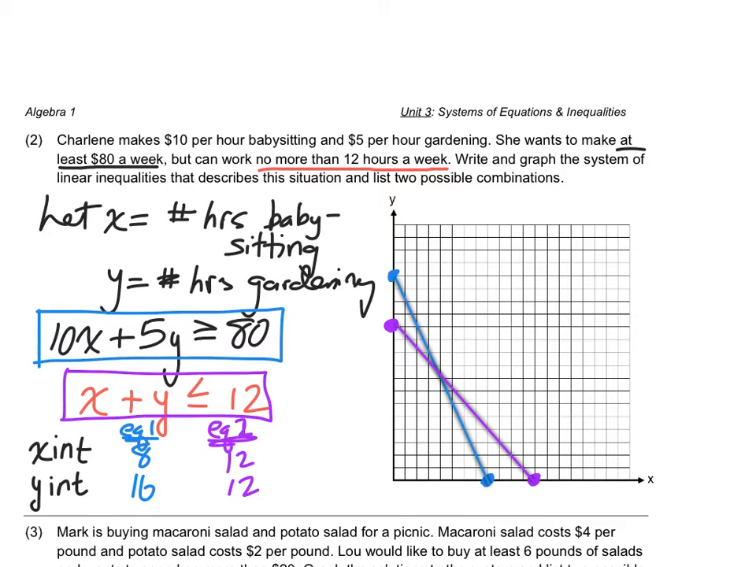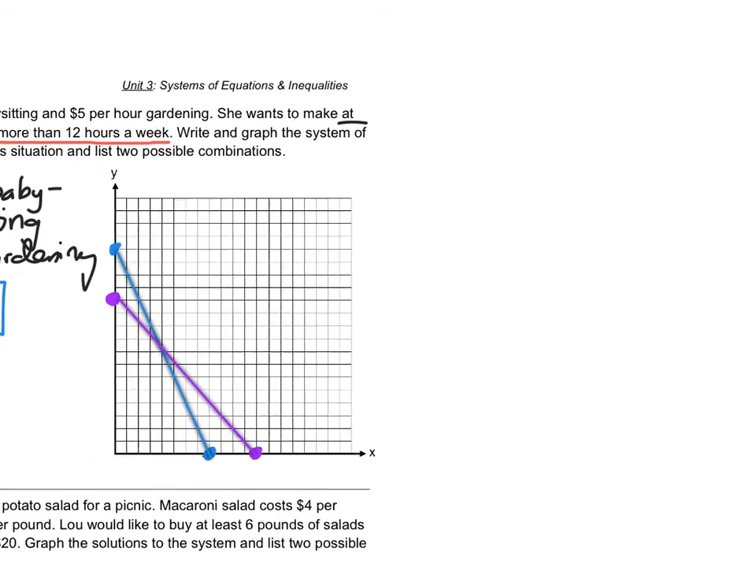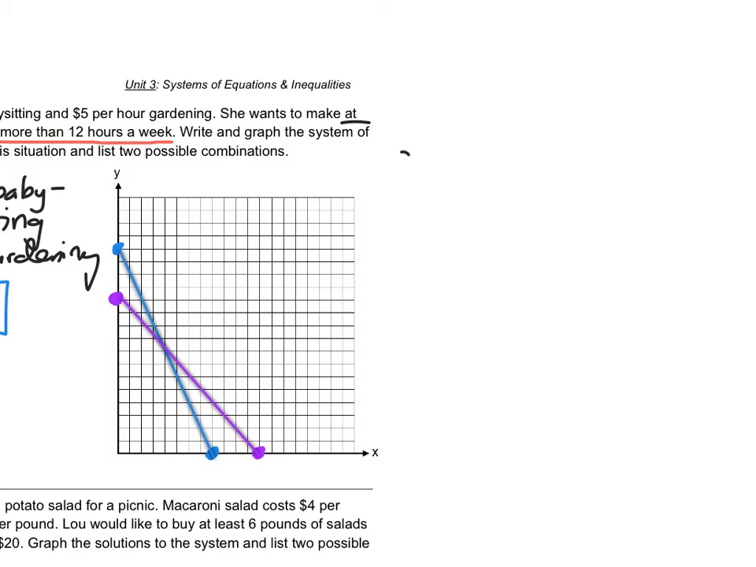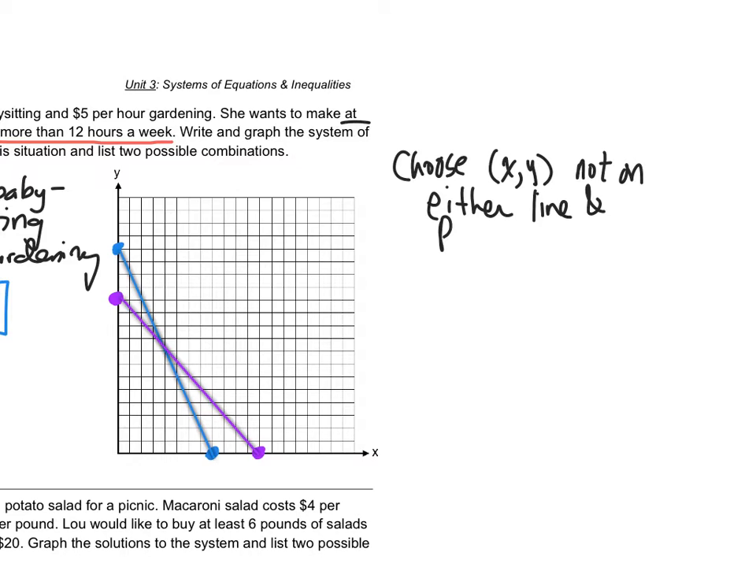All right, so this is where the technique might seem to fall apart. You would say, well, how do I shade it if I don't have it in y equals mx plus b form? It's actually very easy. What you're going to do is choose a convenient coordinate that's not on either of the two lines and plug it into your inequalities. So I'll make a note of that: choose an xy value, a coordinate not on either line, and plug into both inequalities.